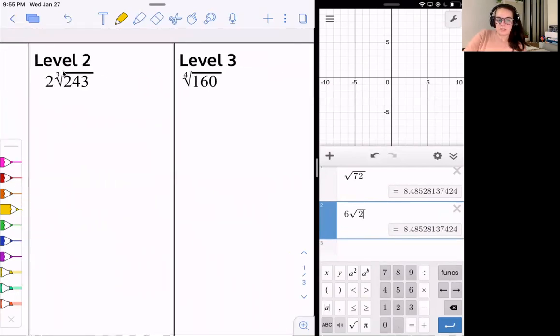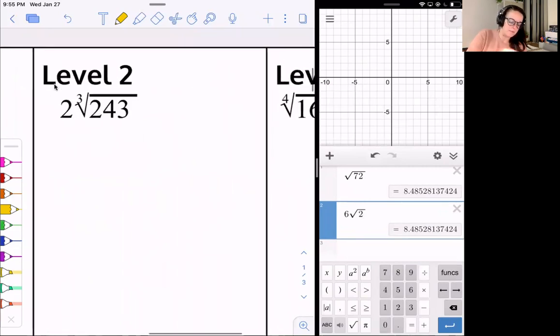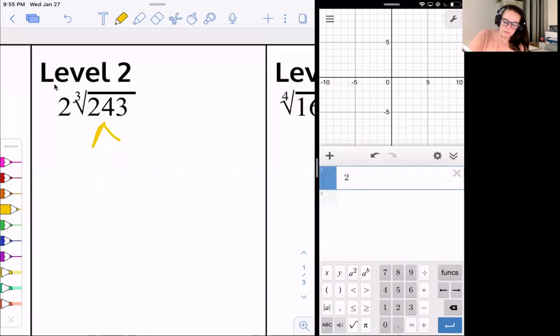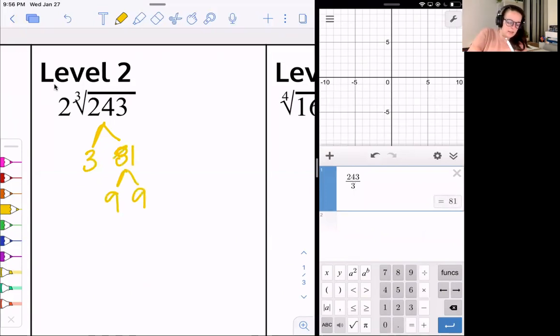The only difference is that our index is going to change, right? So how many we have to have is going to break it up. So we'll start with this one here. This 2 is a coefficient. I'm going to leave it alone for a moment. I need to break up 243. So 243, it is not an even number, so I'm not going to try 2. I'm going to try 3. Yeah, sweet. 3 and 81. Right. 81 I know is a square number. It's going to be 9 and 9. 9 is 3 and 3. And this 9 is 3 and 3.